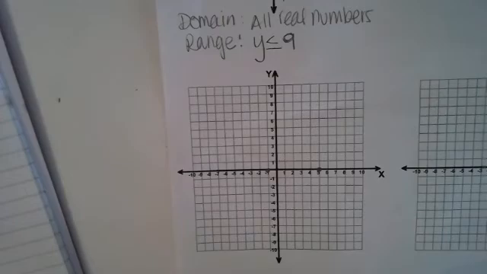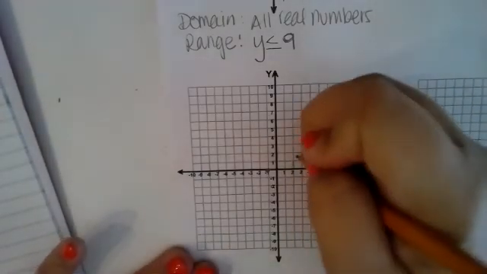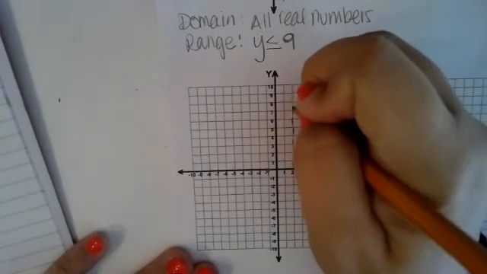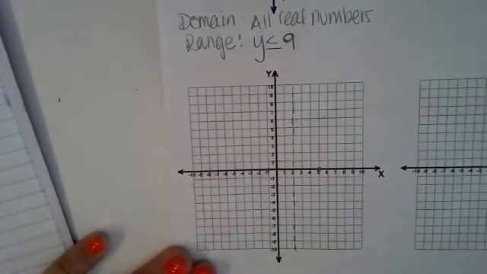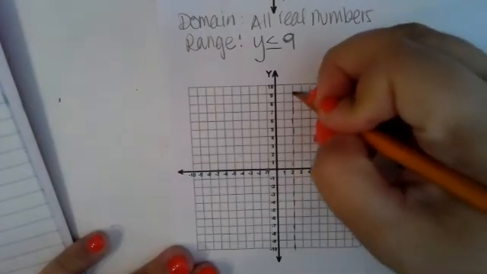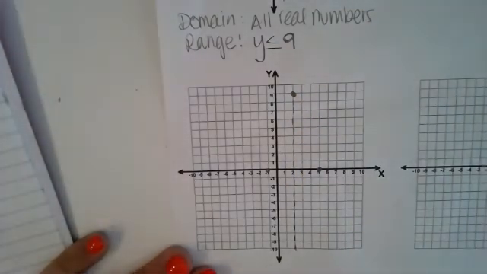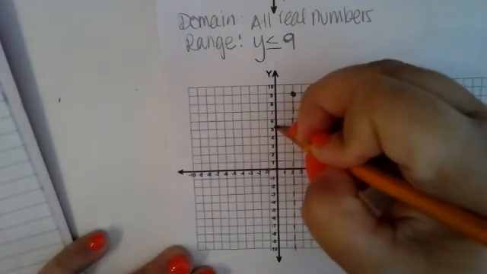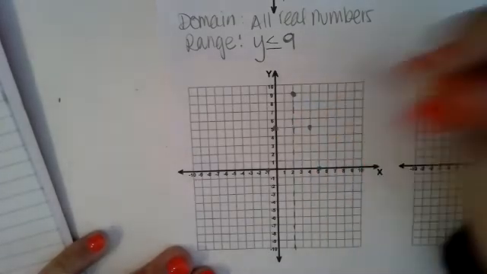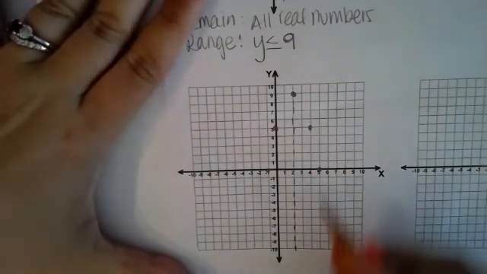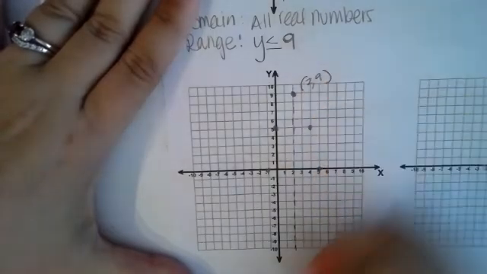My axis of symmetry is at x equals 2, so I'm drawing that invisible axis of symmetry on my graph so I can keep that in mind. My vertex is at (2, 9), so I'm going over to 2 and up to 9. My y-intercept is at (0, 5). So 0, 5, 1, 2, 1, 2. There we go.